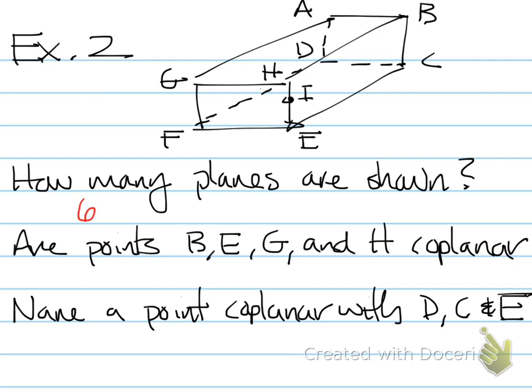Next part: are points B, E, G, and H coplanar? Points B, E, and G, 3 of those 4 points, are coplanar, but whenever you add H, it is not on the same plane as the other 3 points. And then name a point coplanar with D, C, and E. D, C, and E are all 3 on that bottom plane, that bottom surface. So the 4th point that is on that same surface would be F.